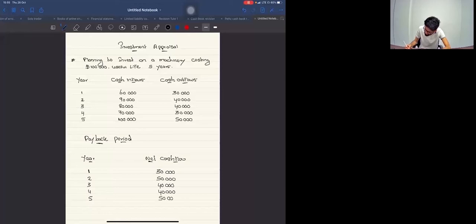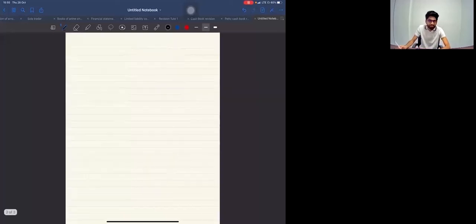So before you calculate the payback period, the first thing you need to calculate is the net cash flow. How do you calculate the net cash flow? Cash inflow minus the cash outflow, right? So that is done. Now, what is payback period? How long will you take to recover the investment?